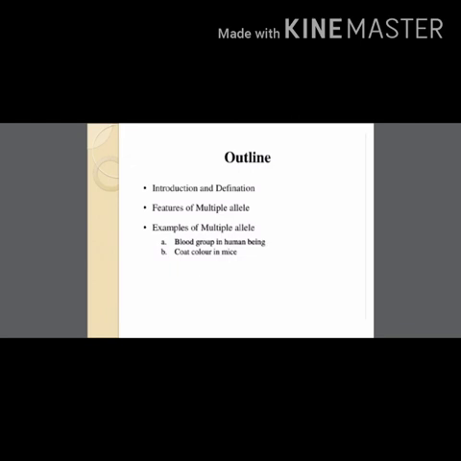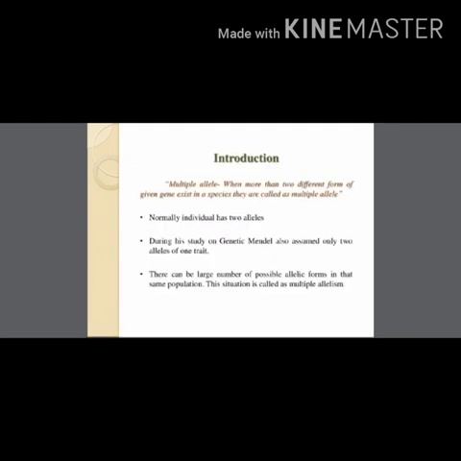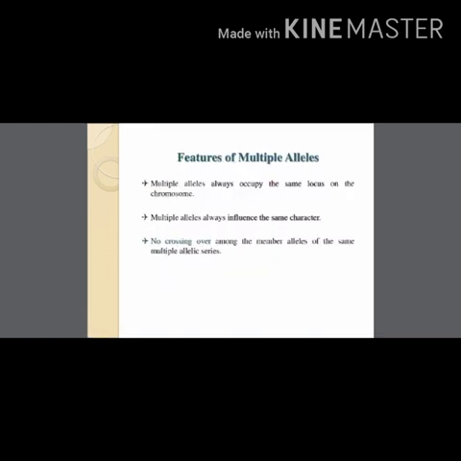Normally, according to Mendel, we say that there are only two alleles of a particular trait. There can be a large number of possible allelic forms in that same population. This situation is called as multiple allelism. The multiple alleles always occupy the same locus on the chromosome and influence the same character, and no crossing over occurs among the members of alleles of the same multiple allelic series.